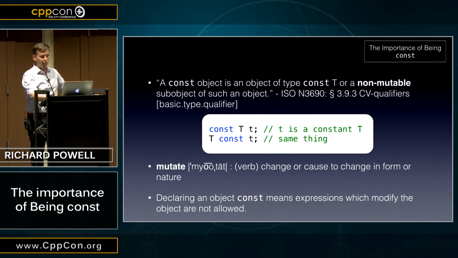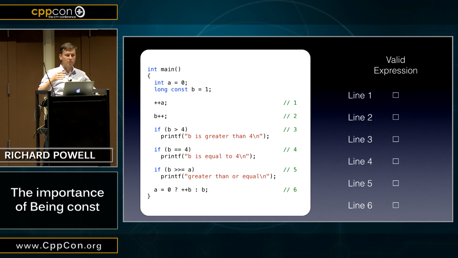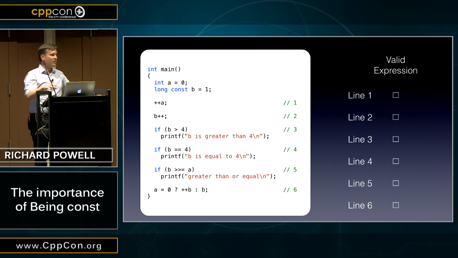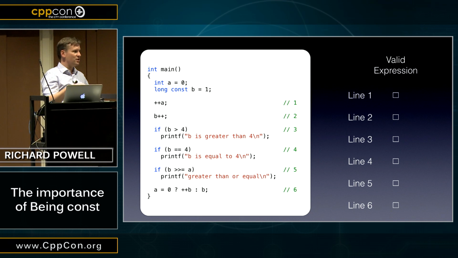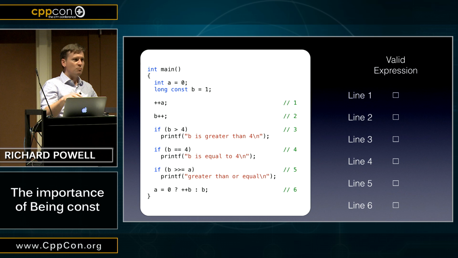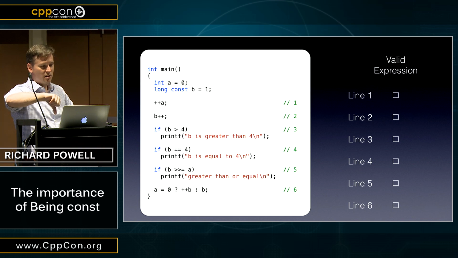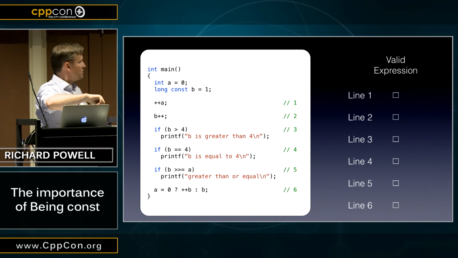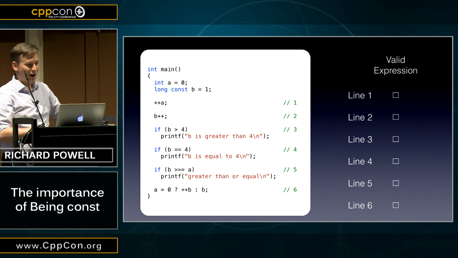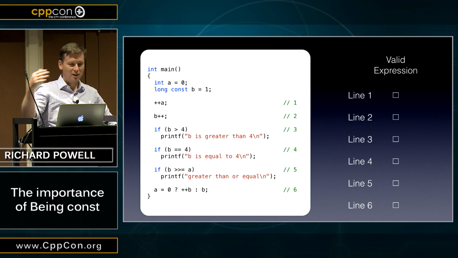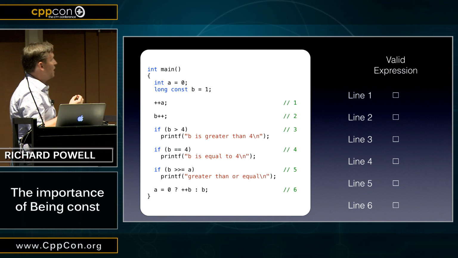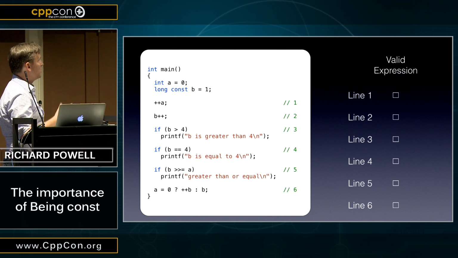Okay, great. So let's go through some expressions and we'll just play a little game here. This is sort of a little bit of audience participation. I'm just asking if you could put a thumbs up if this statement is valid and a thumbs down if this statement is not a valid expression. So, all right, we'll start it off. So I've got my int main. I've declared int a, long const b, and then I have a bunch of statements.